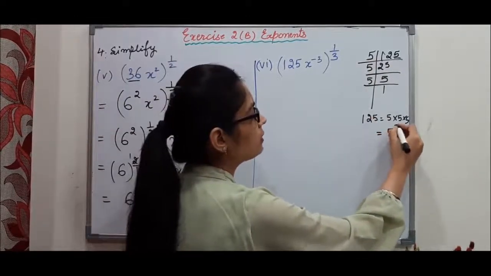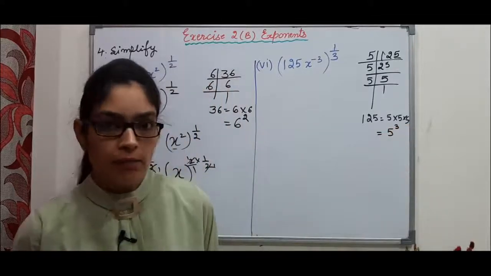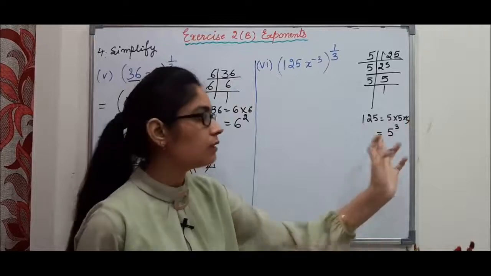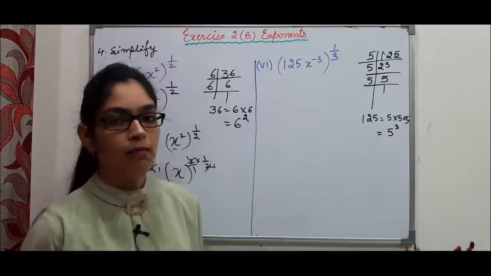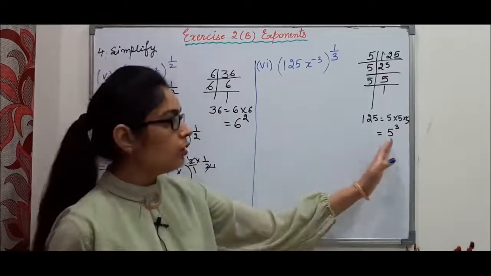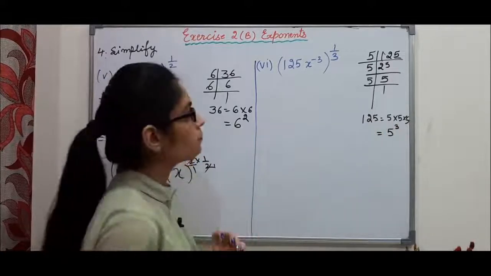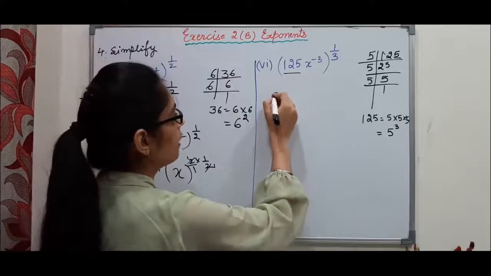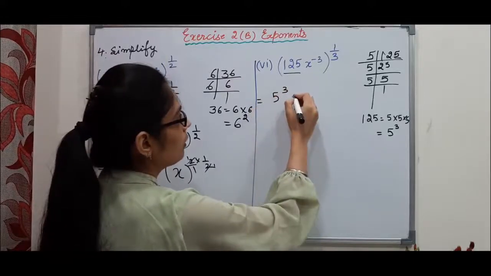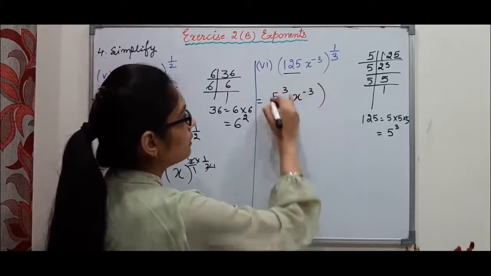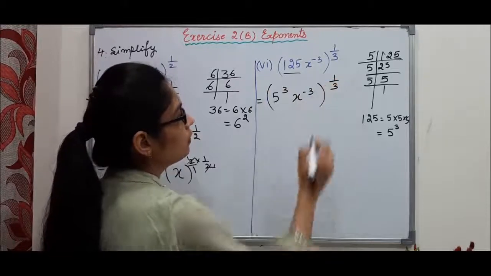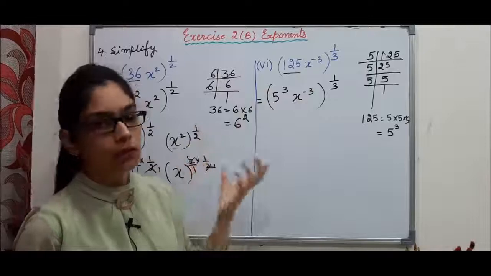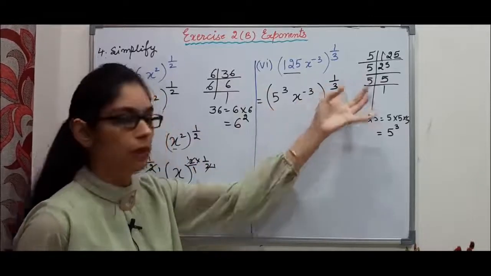So I can write it is equal to 5 to the power 3, because it is getting multiplied by itself 3 times, that is why power is 3. Power or exponent is same, so 5 exponent 3. So in place of 125, I can write 5 to the power 3. X to the power minus 3, as it is, 1 by 3. So this whole power, bracket means whole, on this complete number, this 1 by 3 is there.